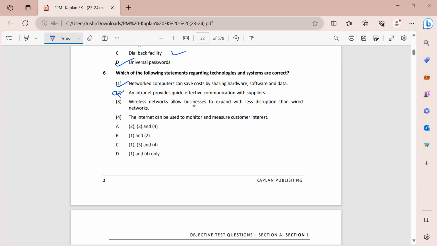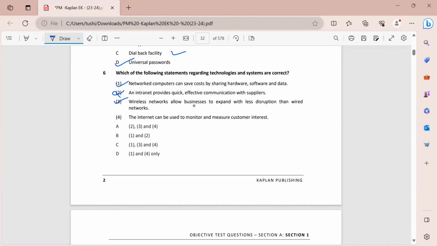Wireless networks allow businesses to expand with less disruption than wired networks. Now, this statement is absolutely correct. When the business is growing, the business is expanding very fast, wireless networks will give you that extra connectivity without having the need to buy so many wires and cables. So new users can also adapt to this wireless network quickly. So this is definitely correct.